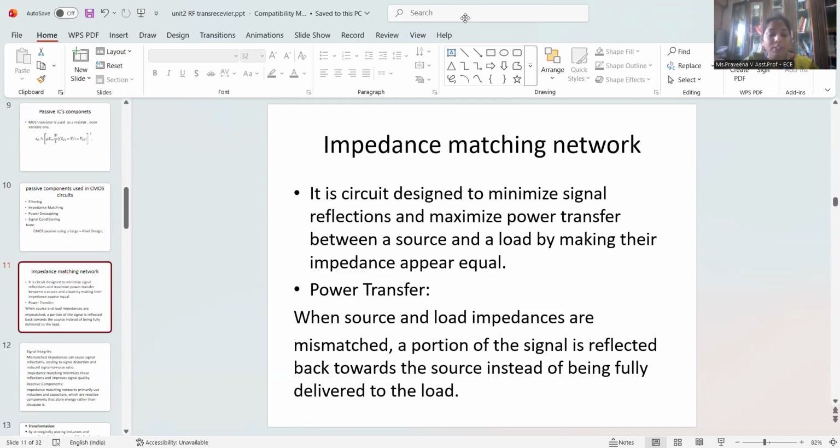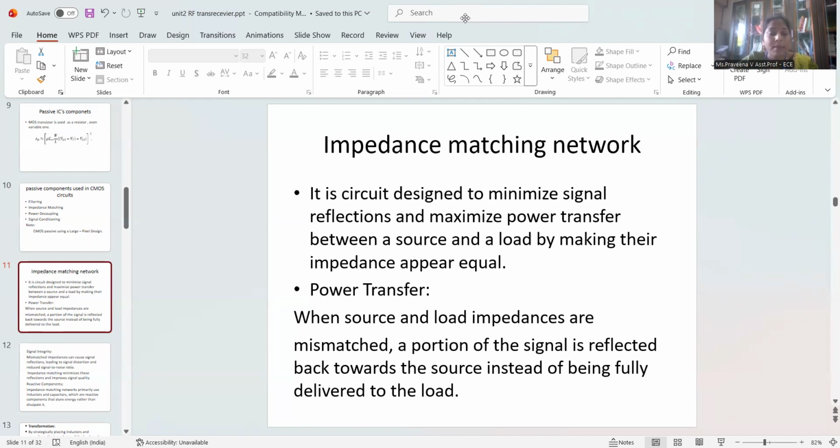That is impedance matching. When a source impedance and load impedance are perfectly matched, the entire signal will be delivered to the load. However, if there is a mismatch, a portion of the signal will be reflected back towards the source instead of being transferred to the load. That is the main issue in improper matching.